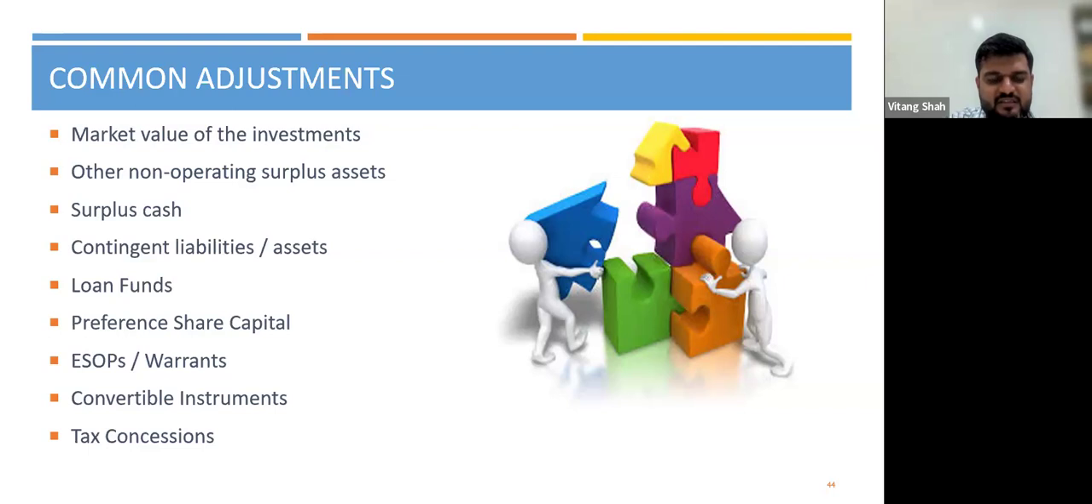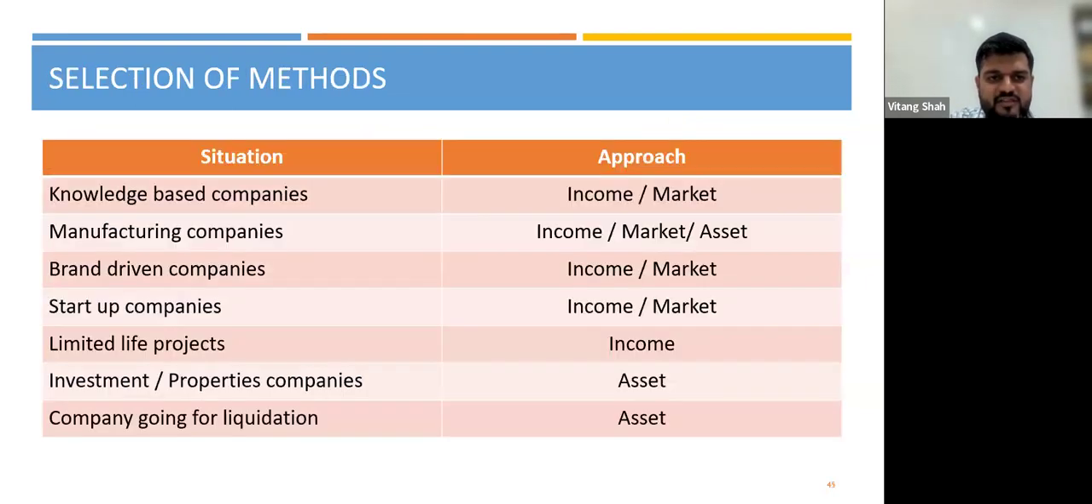There may be a lot of tax concessions which the company may get, and the tax concession may not be forever, but may have a sunset. So over the next few years, if there are going to be any tax concessions, what is the benefit thereof in terms of the next few years? The present value of that needs to be added separately to the value of the business. So these are the common adjustments which one needs to consider.